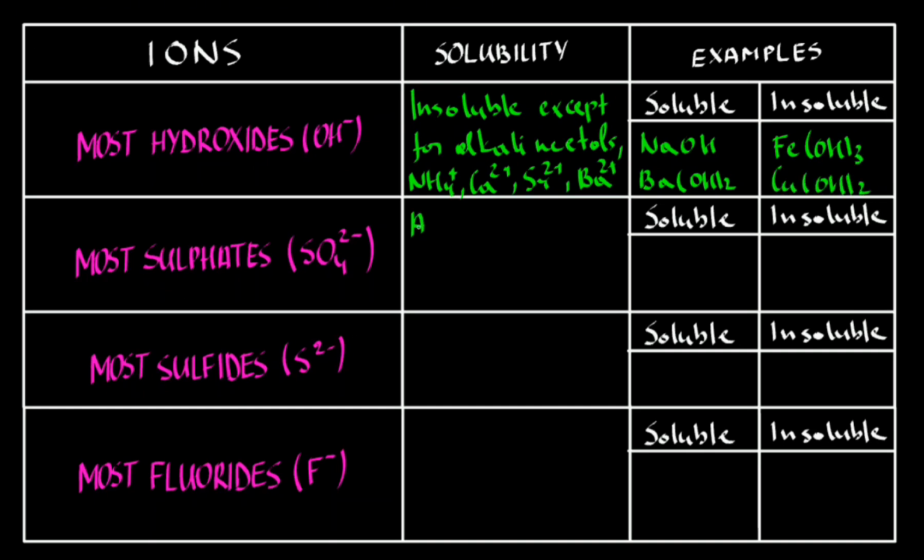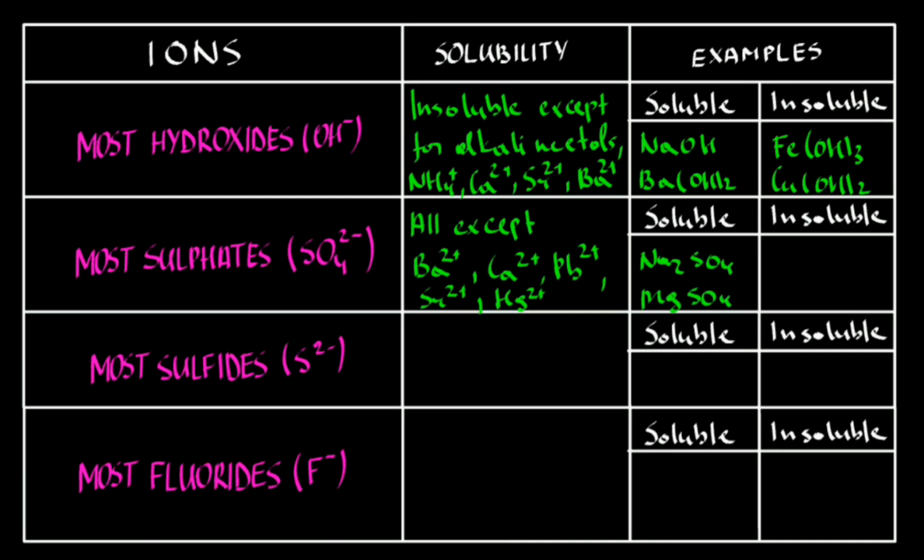Most sulfates are soluble, except those of barium, calcium, lead, strontium, and mercury. So for soluble examples, sodium sulfate and magnesium sulfate. For insoluble examples, we have barium sulfate and strontium sulfate.